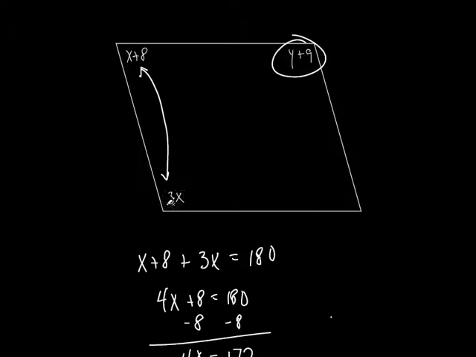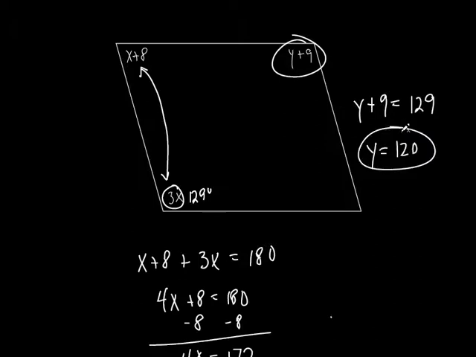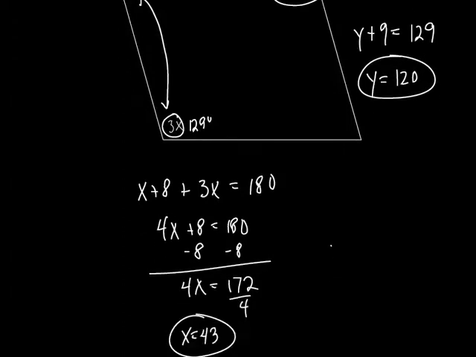So this angle right here is what? It's 129 degrees. That's right. So we set y plus 9 equal to 129. And then subtract 9. You can do that in your head, can't you? Subtract 9 from both sides, and that's 120. And there you go. There's your x and your y. It's not hard at all, is it?